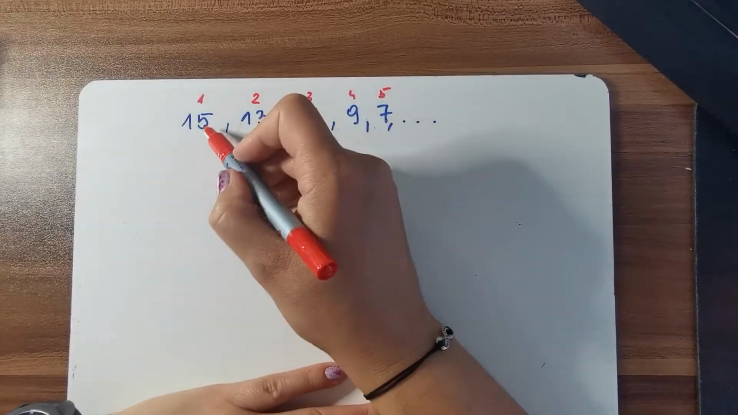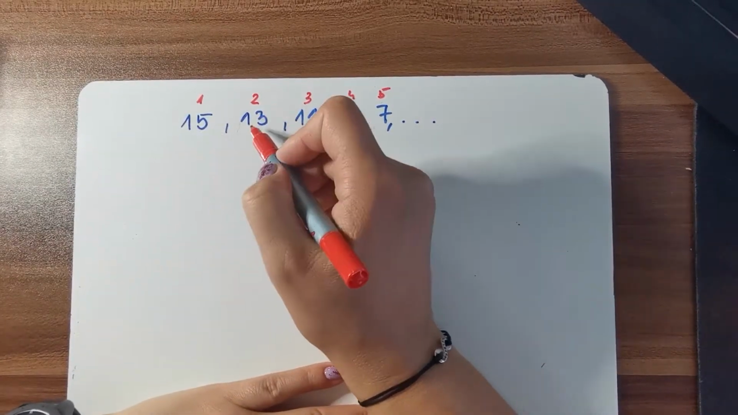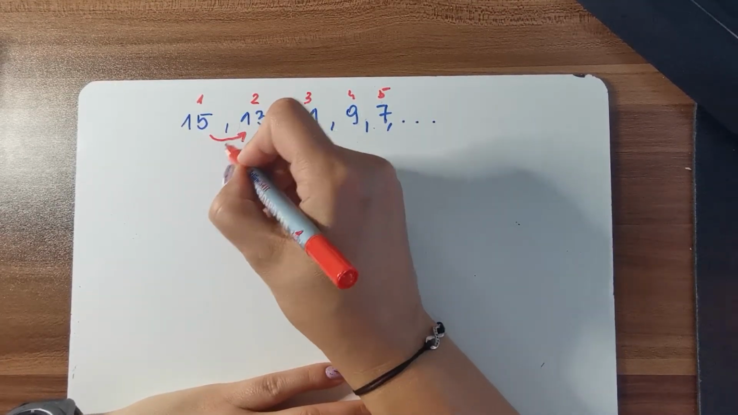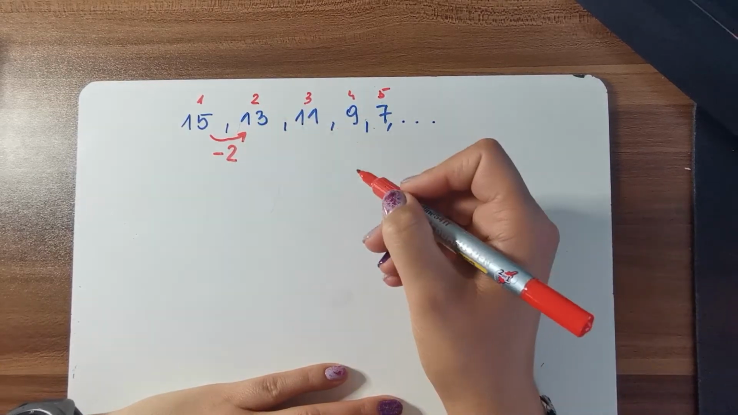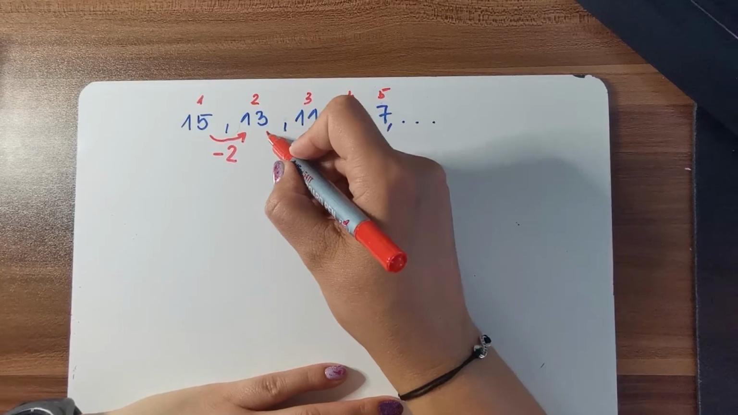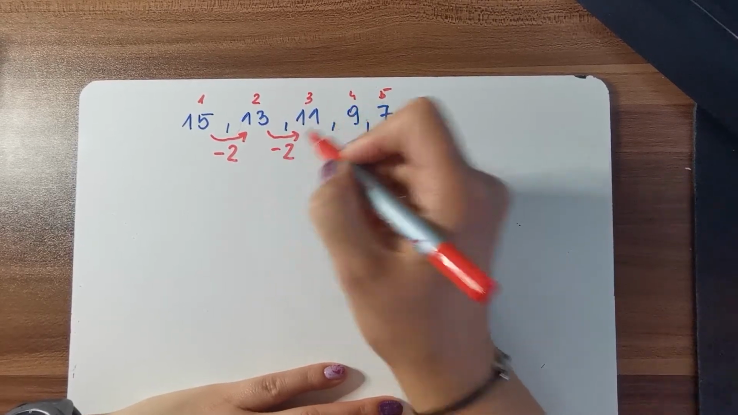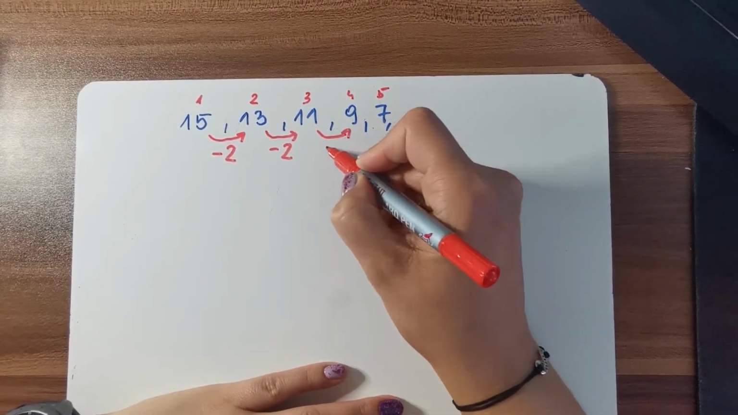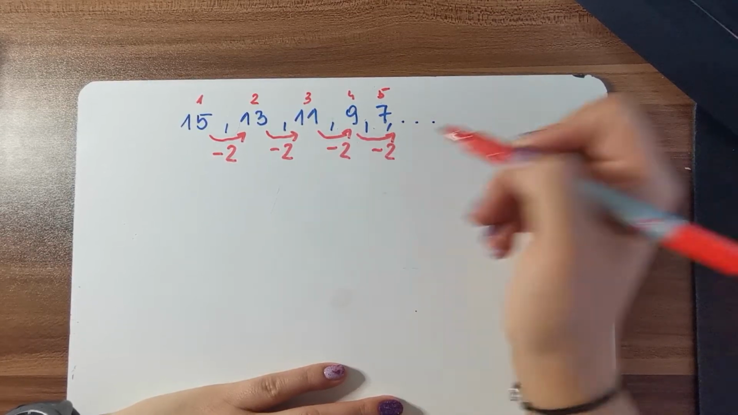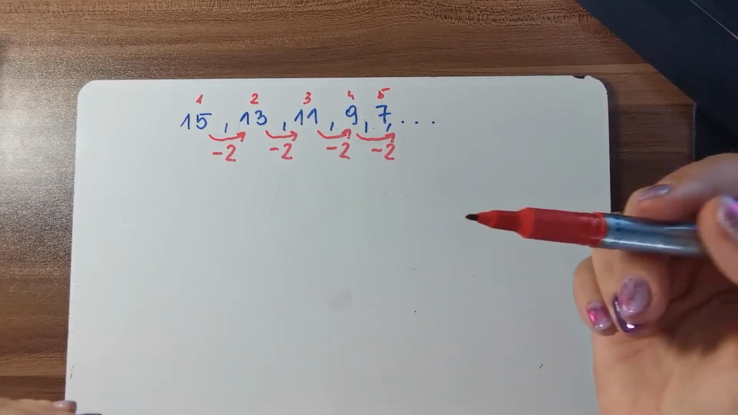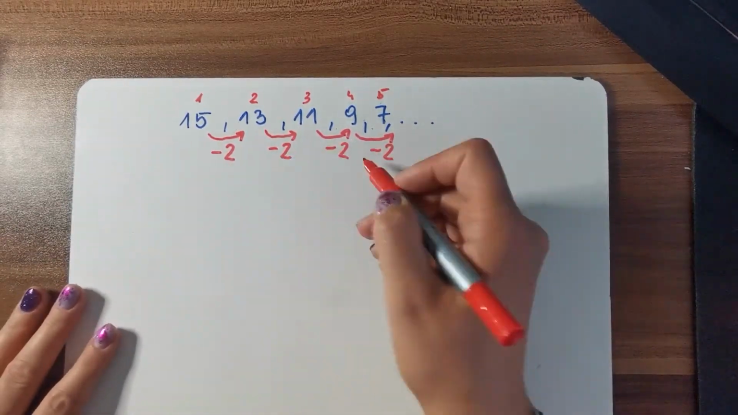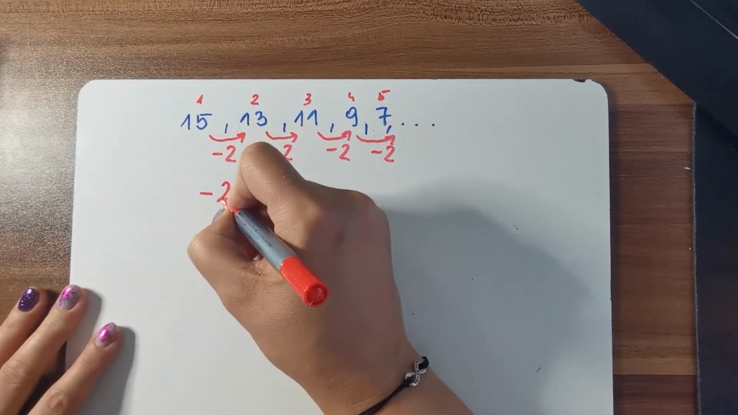So the common difference between 15 and 13 is 2, but I need to take away 2. The difference between the next two terms, 13 and 11, again, take away 2. 11 and 9, take away 2. 9 and 7, take away 2. So the base of our nth term formula in this sequence will be minus 2n.